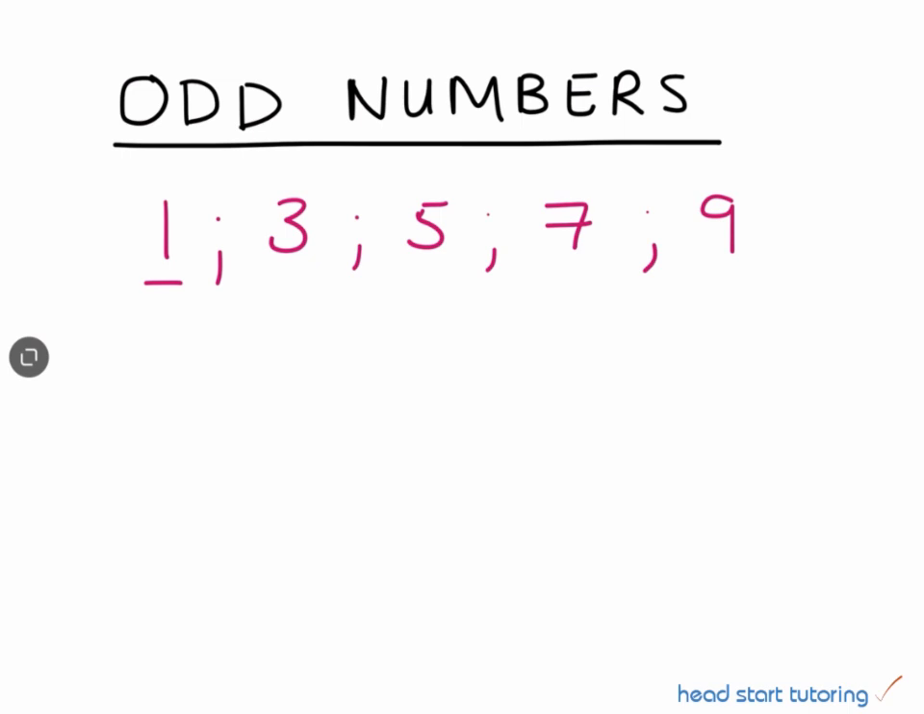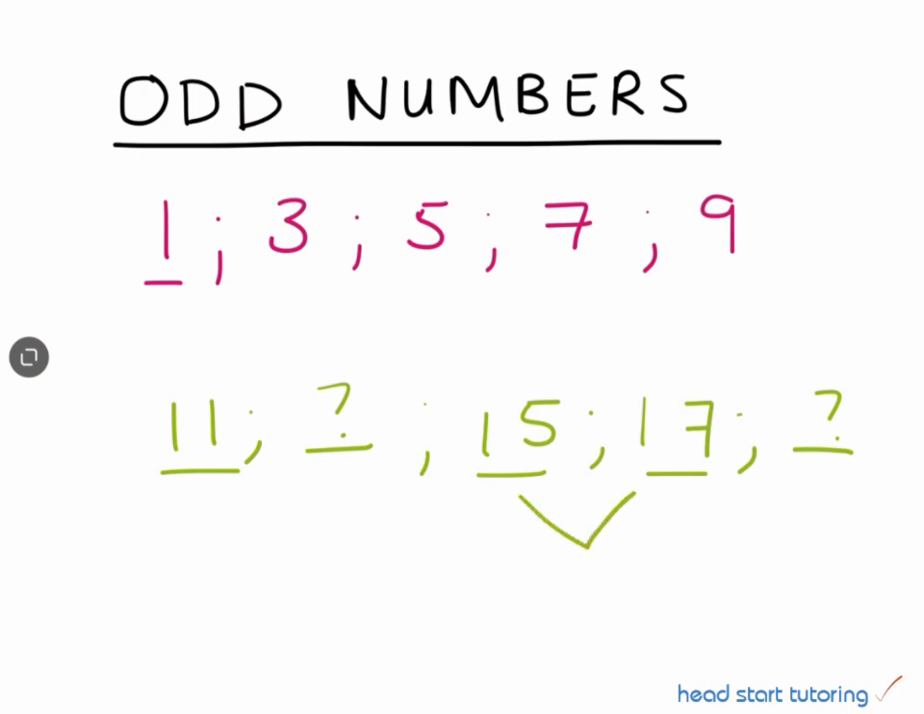If in a number sequence we get something that looks like this, we need to try and pick up that 11 and then a number we're not sure of, that's what we need to figure out, then 15 and 17, and then another number that we're not sure of. We need to try and pick up that the difference between the two consecutive numbers that we have been given is 2, and those are both odd numbers.